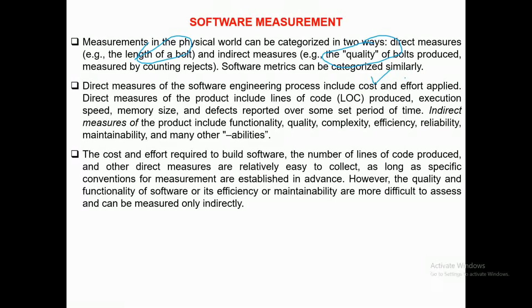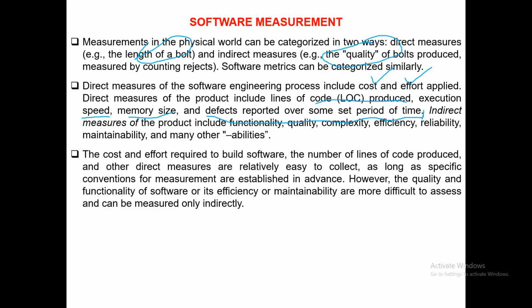Now what could be the minute level measures? Direct measures of the product include lines of code produced. Execution speed can be quantified. Lines of code can be counted. Memory size required is again quantified. Defects reported over some set period of time, so defects reported during the development phase, during unit testing, during the designing phase can be counted.